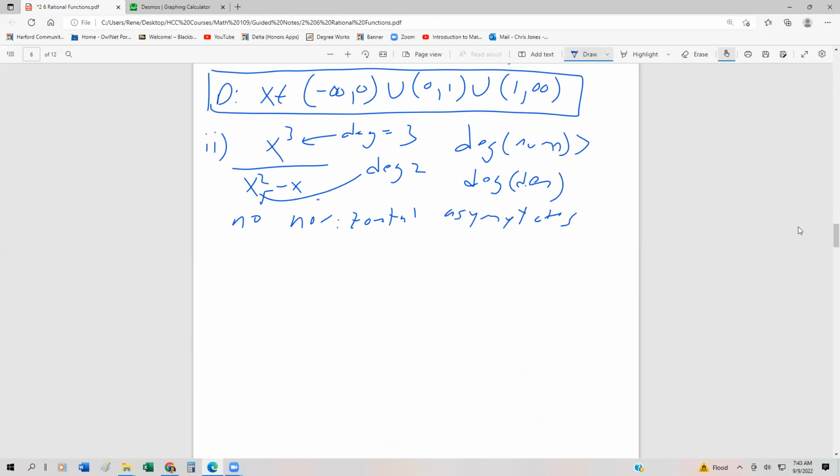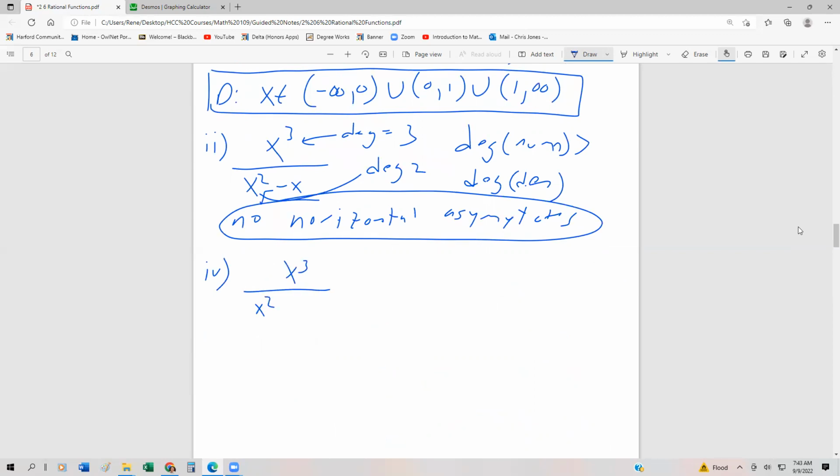All right, so next thing we're going to do is find the holes. Remember, I said that holes was part 4. So remember, we have x cubed over x squared minus x, and we would factor both the numerator and the denominator. Okay, so we factor out an x, right? And I want you to notice that there is a common factor of x that exists between these. Because remember, we could write x cubed as x times x squared.